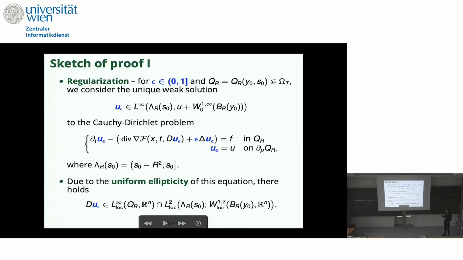Okay, why do we do this? Because this equation is nicely uniformly elliptic. Of course, in general, with an ellipticity constant that is going to depend on this epsilon. But still uniformly elliptic, okay, then we can employ the standard method of finite difference quotients to obtain the existence of second-order weak spatial derivatives that are square integrable locally. Okay, and this is of course important if we want to do any C1 regularity.